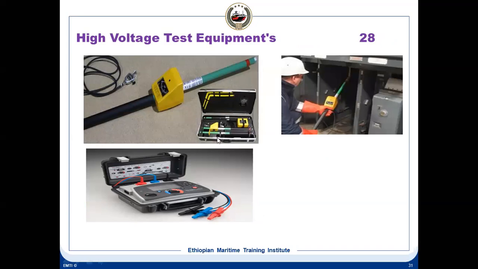There are two sets of probes in this. So this is a high voltage probe. The second is a high voltage megger. A normal 500 volt megger you cannot use on board ship. For 6.6 kV, you need a 5000 volt DC megger.